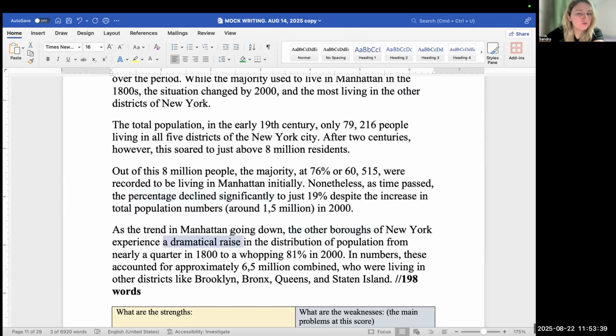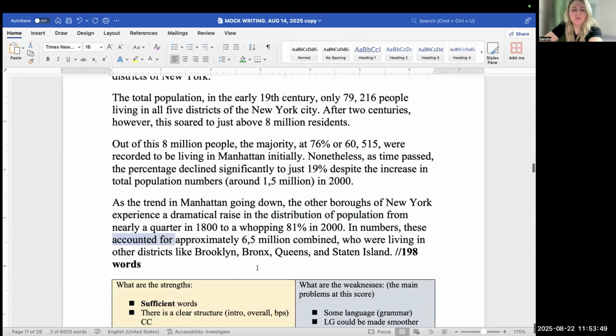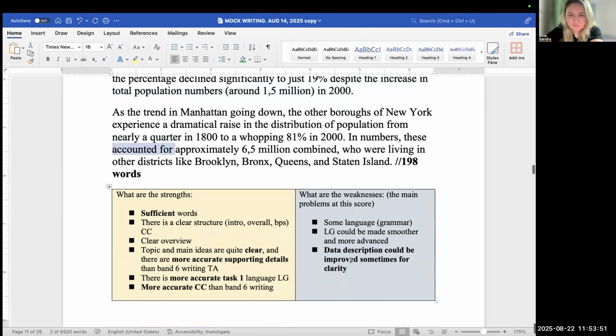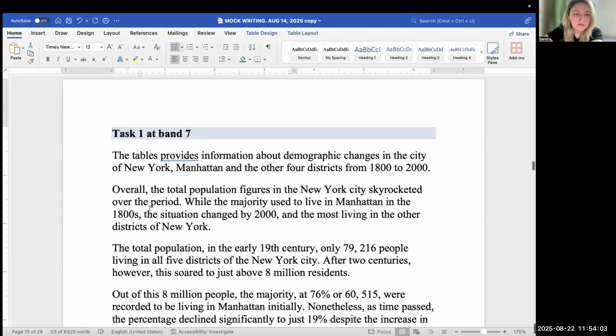The other borrowers experience it. Okay, so we have wrong word choices here, or grammar. The distribution of population, nice, and numbers accounted for. So we have something fancier here, but also a bunch of mistakes. So it could be improved. Yeah, data description language could be improved, made smoother. And there are definitely some grammar mistakes. But in so many ways, this is definitely better than the previous one, right? In what way is it better?